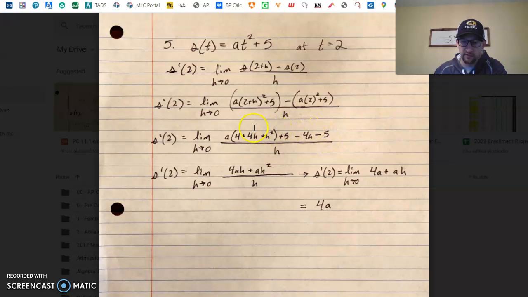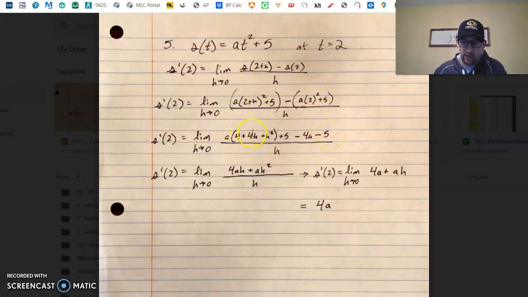Now, I do some algebra in my head here for the next step. I take the a and distribute it. A times 4 is 4a. Minus this 4a, it will go away. It's not there anymore. It's 0. By the way, this plus 5 and this minus 5 will also cancel. They're not there anymore.